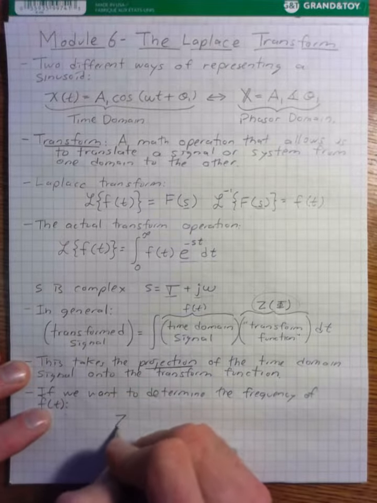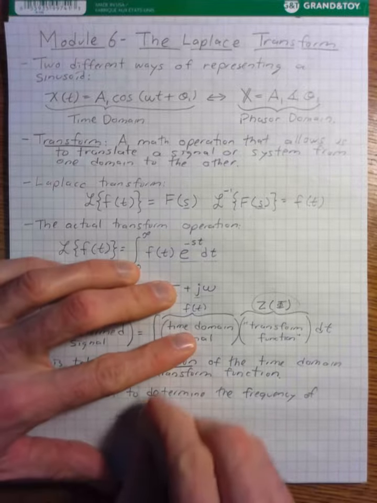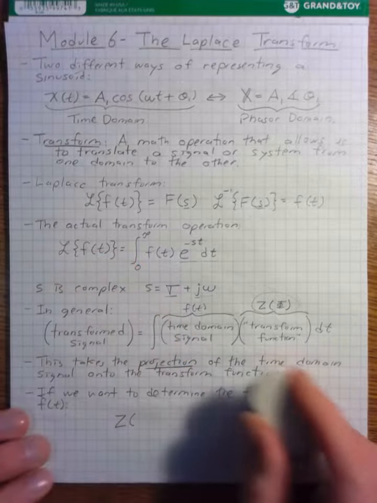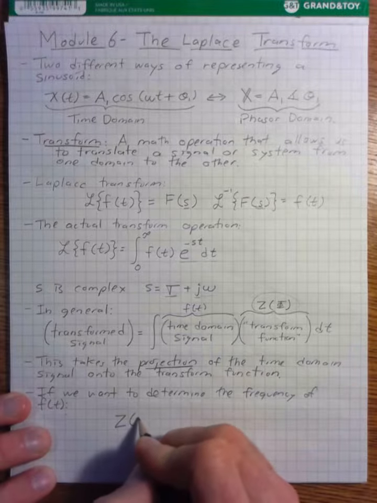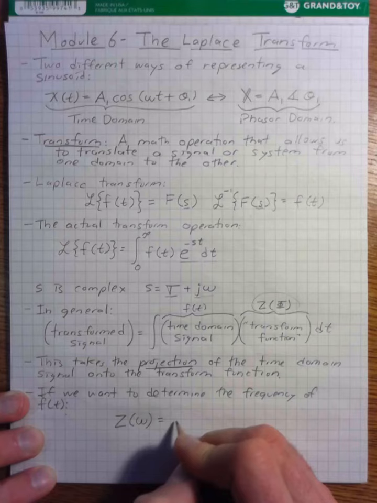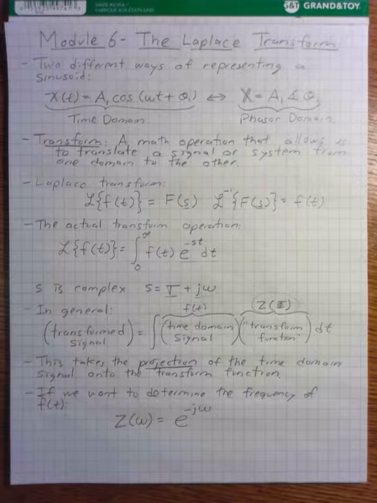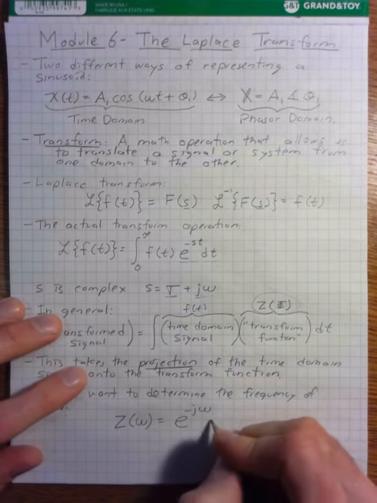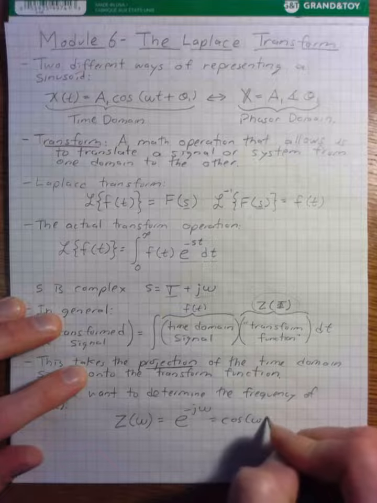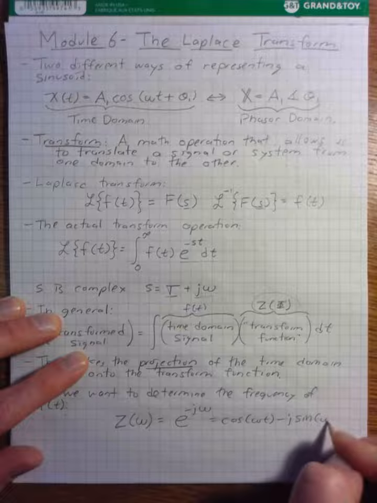Then we could choose z of phi, or actually, let me write this a little bit differently. We can choose z, rather than being a function of phi, as being a function of the oscillation frequency omega. And we can set this equal to e to the minus j omega t, which is just a complex sinusoid, basically. So this is equal to cos omega t minus j sine omega t.